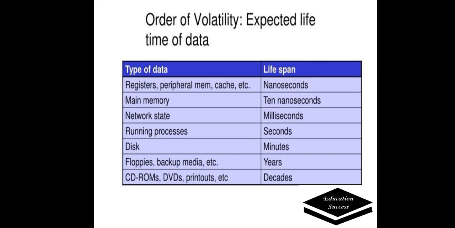Order of volatility and their expected lifetime of data. As we have seen, registers, peripherals, peripheral memory, cache have nanoseconds, main memory 10 nanoseconds, network state milliseconds, running processes seconds, disk minutes, floppies and backup media in years, and CD-ROM, DVD, printouts in decades.